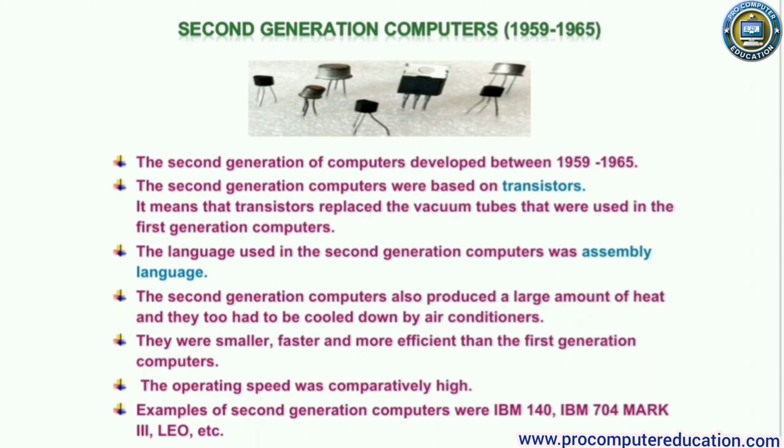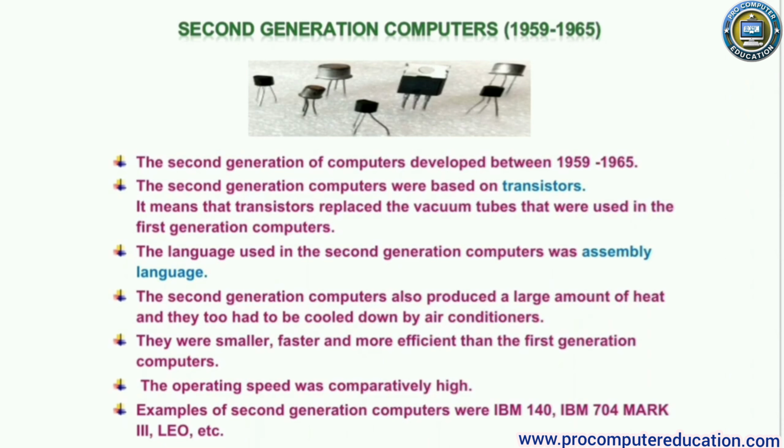The second generation computers also produced a large amount of heat, and they too had to be cooled down by air conditioners. They were smaller, faster, and more efficient than the first generation computers. The operating speed was comparatively high. Examples of second generation computers were IBM 1401, IBM 704, Mark III, Leo, etc.